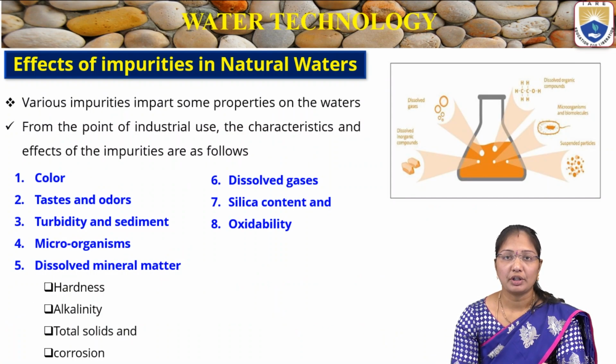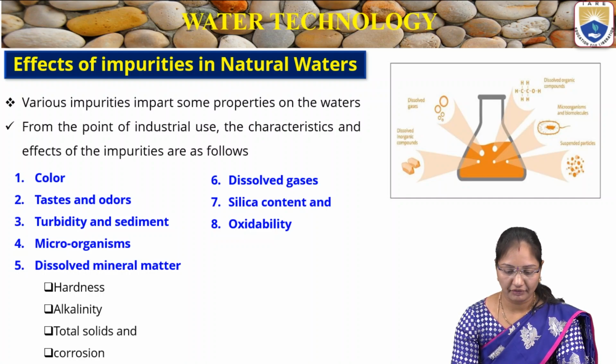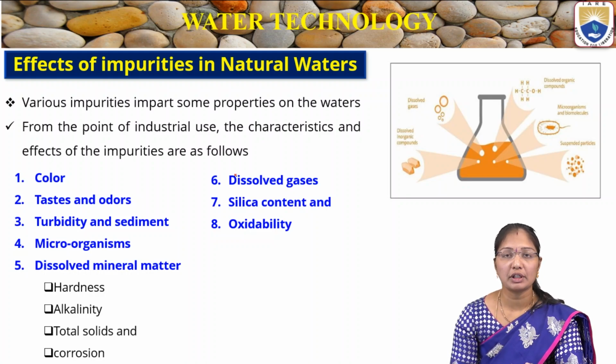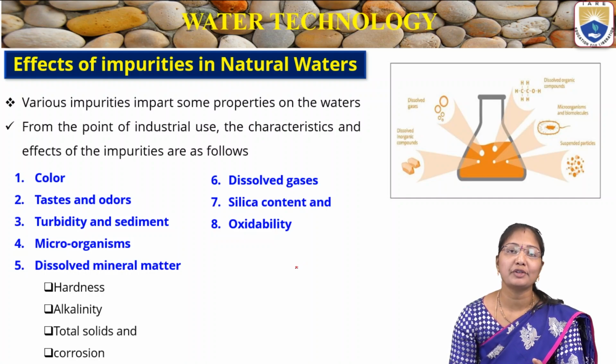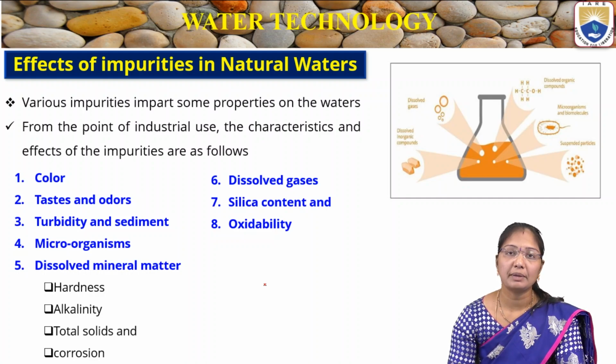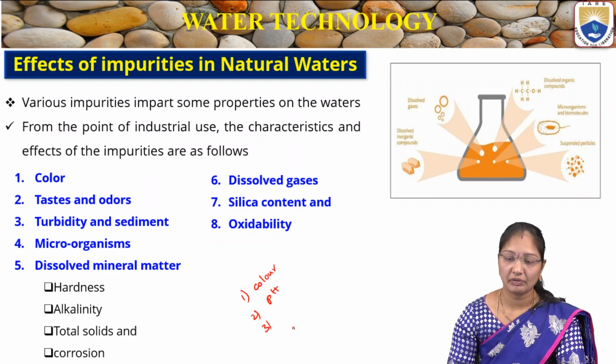Here, various impurities impart some properties to the water. From the point of view of industrial purposes, the characteristics and effects of impurities are as follows. Generally, for drinking water purposes, there are certifications like BIS, Bureau of Indian Standards, and European Standards for drinking water. According to their norms, they follow some numbers, and they follow criteria like the color and pH.